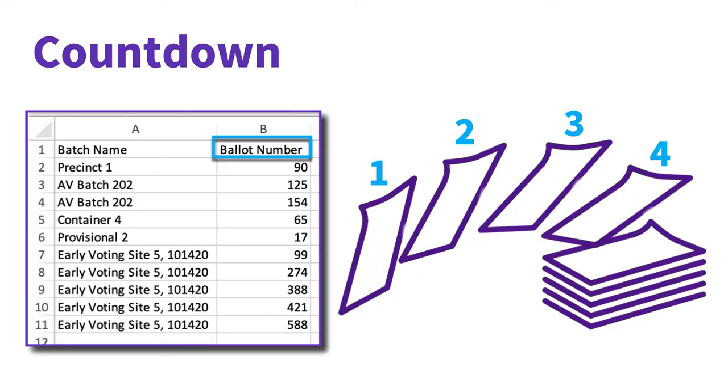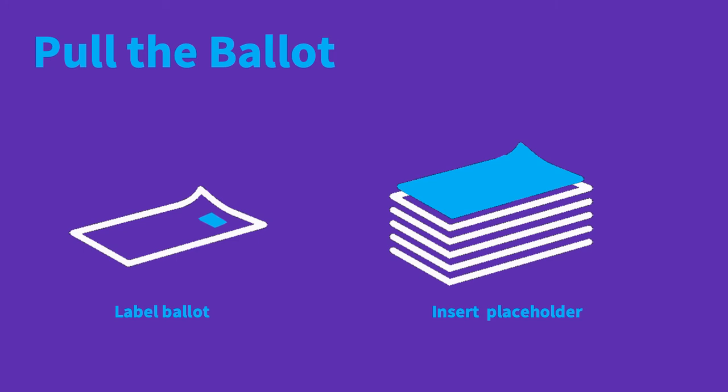Next, refer back to your retrieval list for the ballot number or numbers that you need. Start counting at 1 and stop counting when you get to the ballot number that you are retrieving. In the example on the screen, you'd count to ballot 90. Once you count to the ballot number on your retrieval list, pull the ballot out of the stack.